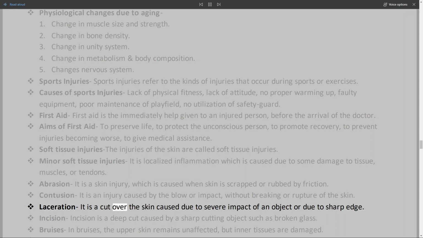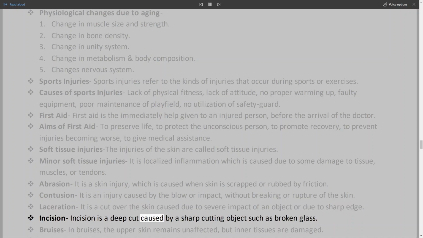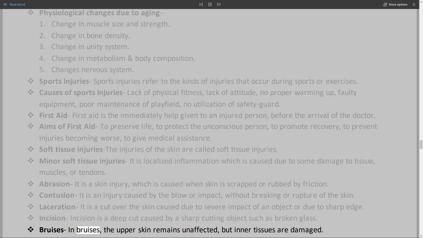Laceration: a cut over the skin caused due to severe impact of an object or due to a sharp edge. Incision: a deep cut caused by a sharp cutting object such as broken glass. Bruises: the upper skin remains unaffected, but inner tissues are damaged.